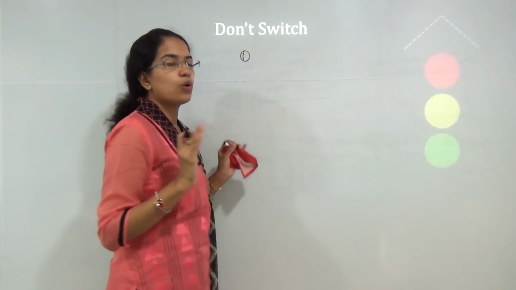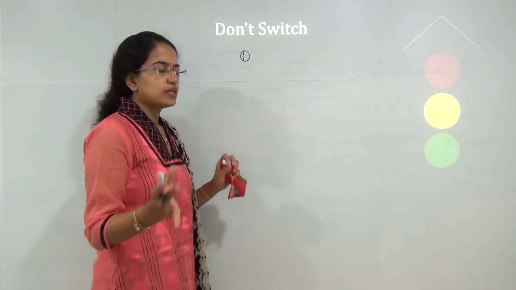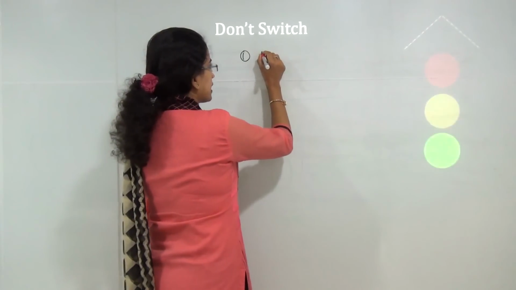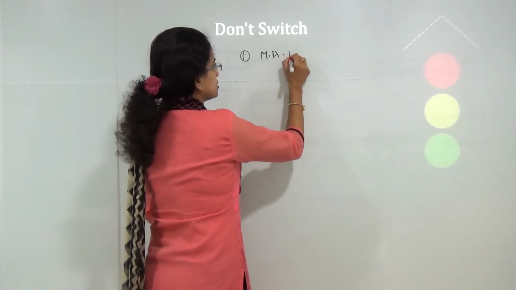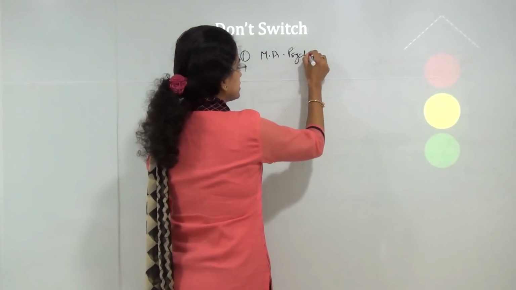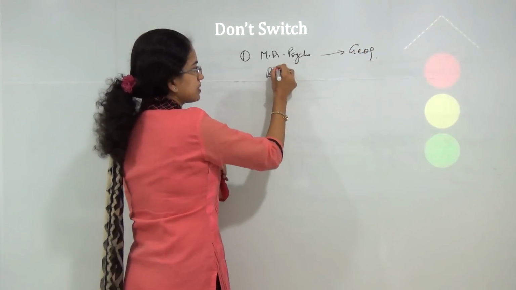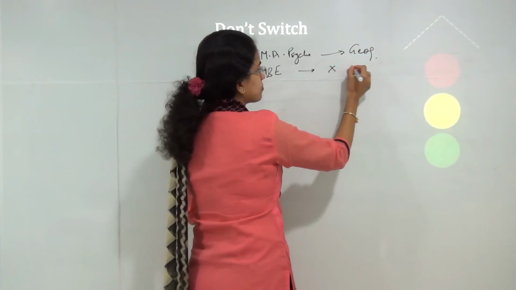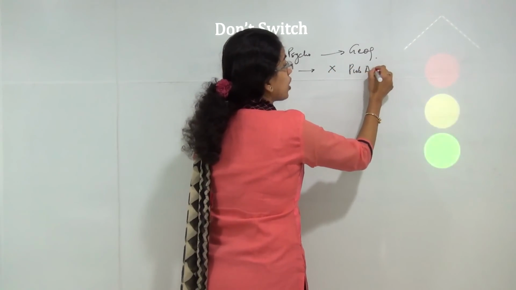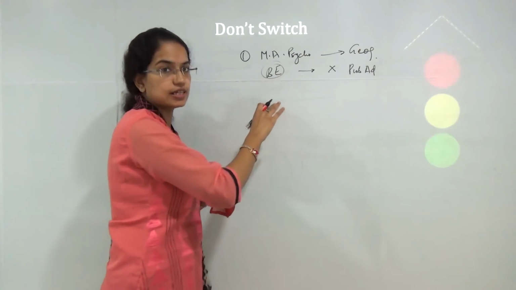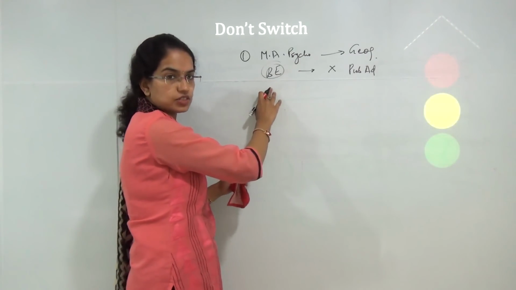First is don't switch from your background. So if you have a background with, say, an MA in psychology, don't switch to opt for geography. Or if you have a BE degree in electrical, never ever opt for public administration if you are good in that subject, obviously. If you are not good, that's a different story.